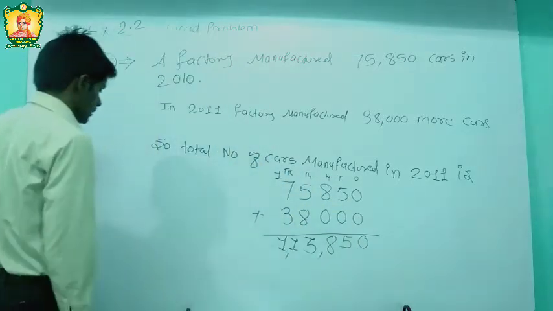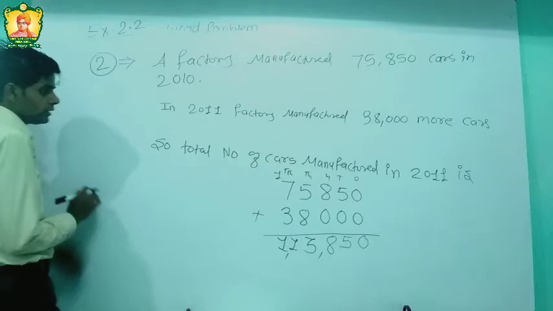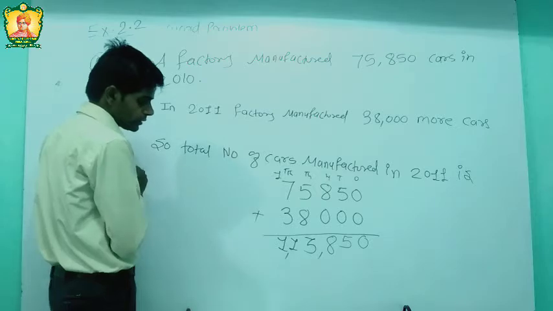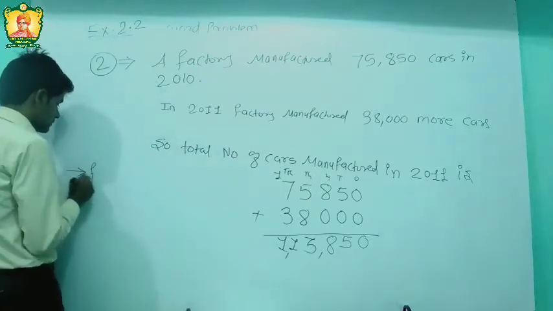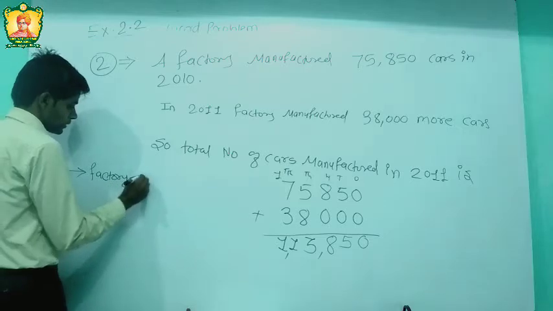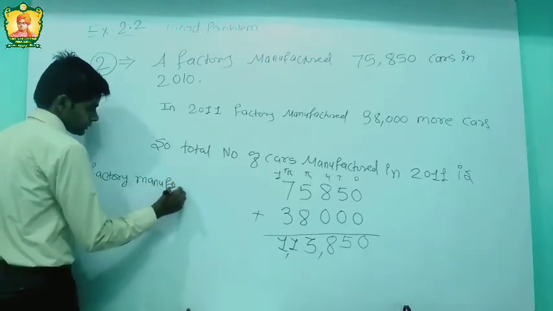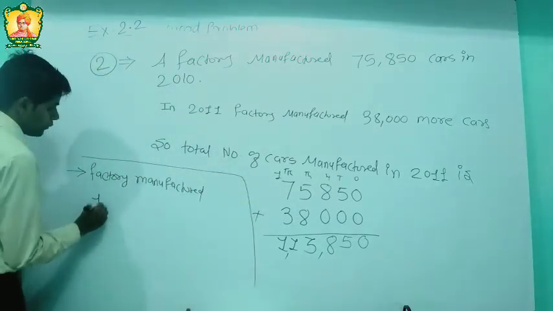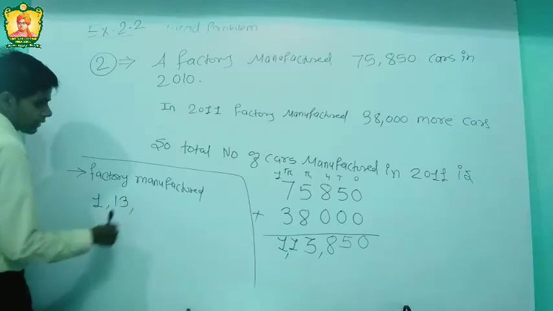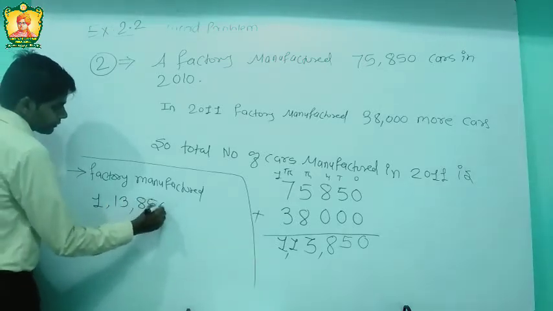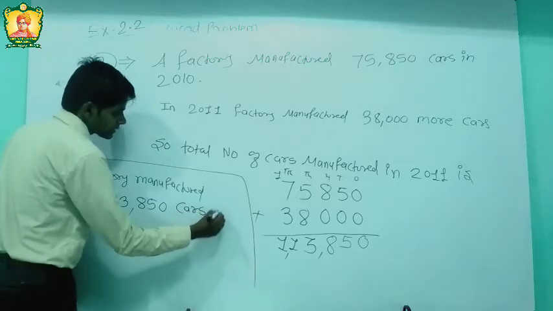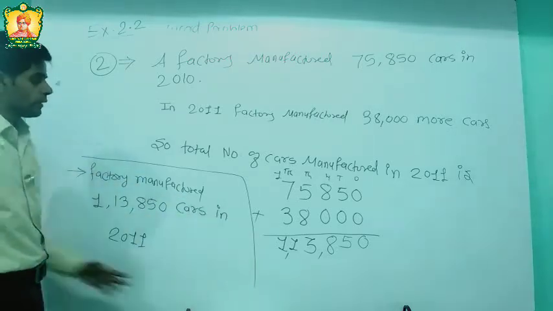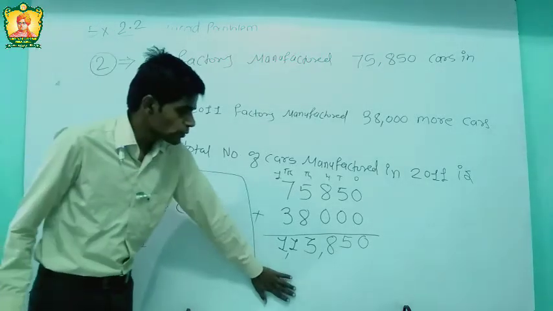1,13,850 cars. So I will write the final answer. I am writing here. You have to write it down below. Okay, what will we write as the final answer? Factory manufactured 1,13,850 cars in 2011. This is your final answer. You have to note down this answer just below this addition.